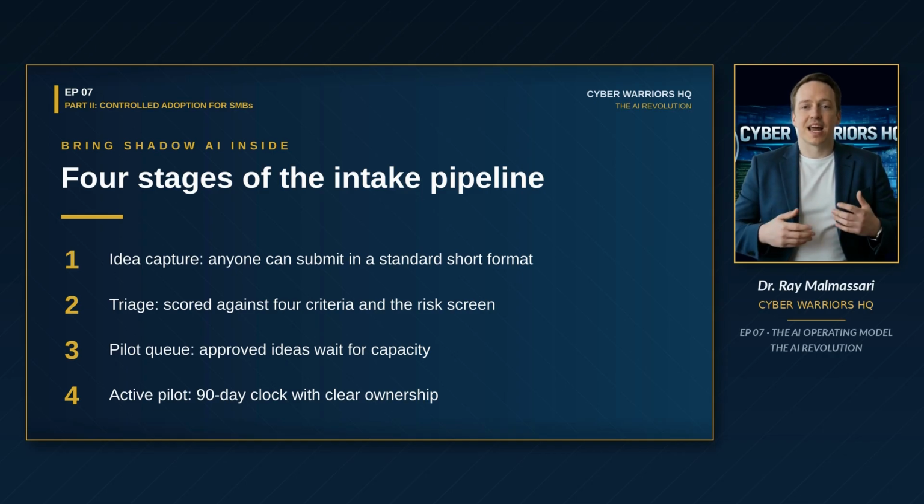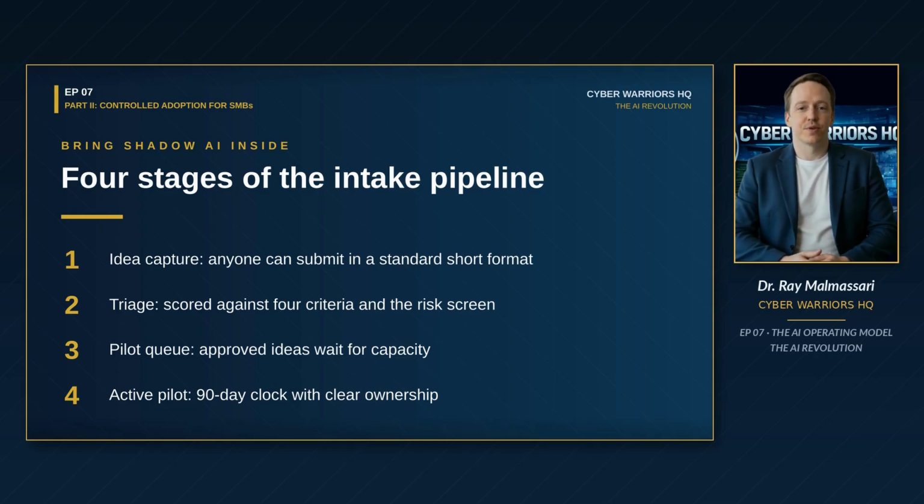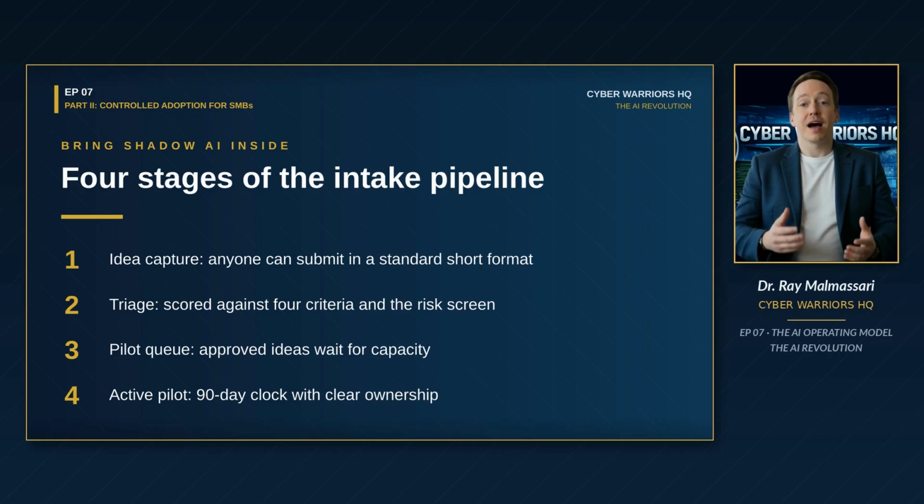The intake pipeline has 4 stages. Idea capture, where anyone in the company can submit a proposed use case in a standard short format. Triage, where the program owner and the security/privacy reviewer score it against the 4 criteria and the executive risk screen we covered in episode 3. Pilot queue, where approved ideas wait for capacity. Active pilot, where the work is happening with a 90-day clock and clear ownership.